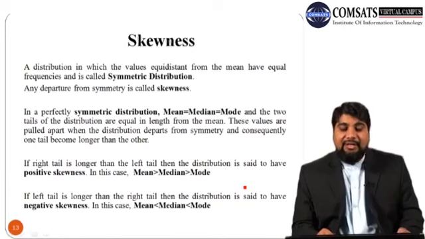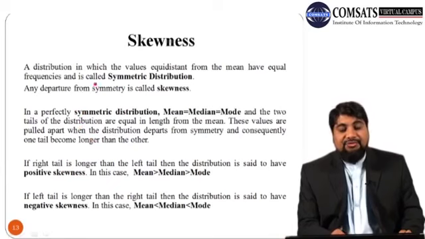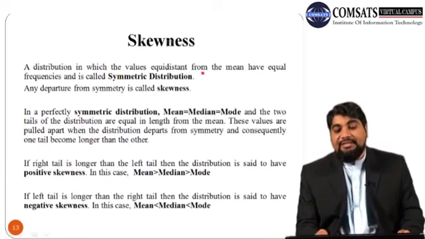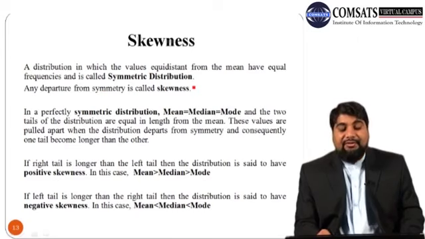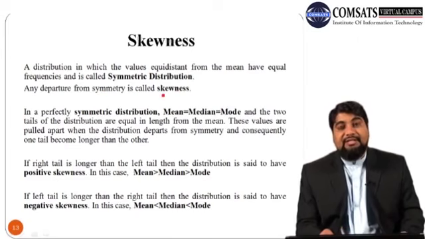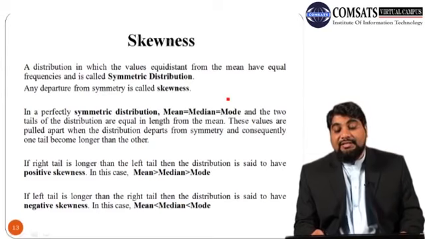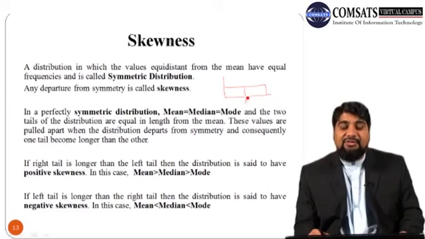So next we discuss one very important concept, which is the concept of skewness. A distribution in which the values equidistant from the mean have equal frequencies is called a symmetric distribution. Any departure from symmetry is called skewness. So let us consider here a distribution which is the uniform distribution. So this is the uniform distribution, and here we have the mean of this distribution.